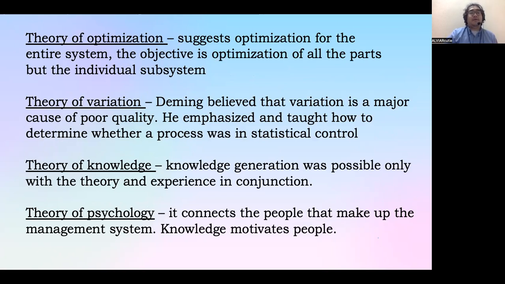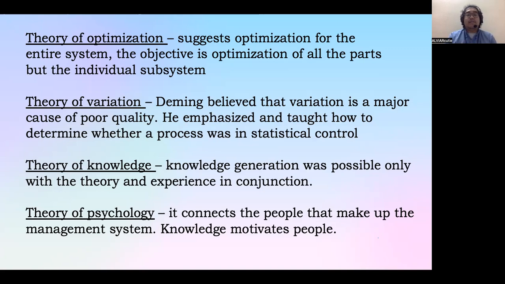So, number one is theory of optimization. It suggests optimization for the entire system. The objective of optimization is all parts, not the individual subsystem. So dito sa theory of optimization, sabi ni Deming, lahat ng pwedeng gamitin, gamitin. Wag lang yung isang tao, wag lang yung isang grupo. Kailangan from top level to lower level, kailangan magamit.